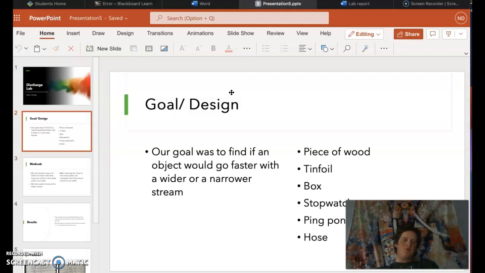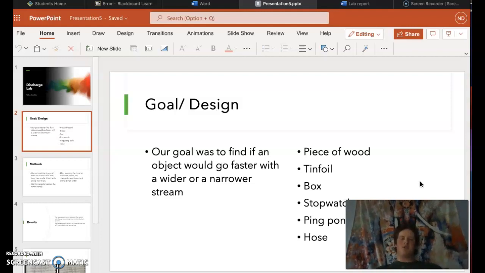Our goal was to find if an object would go faster with a wider or a narrower stream. My hypothesis in the beginning was that it would be faster with a narrower stream. We used a piece of wood, tinfoil, a stopwatch, ping pong balls, and a hose, just a normal garden hose. The box was used after we had already created our river. We put it on the bottom so that I had a flat surface and the ping pong balls wouldn't get stuck.